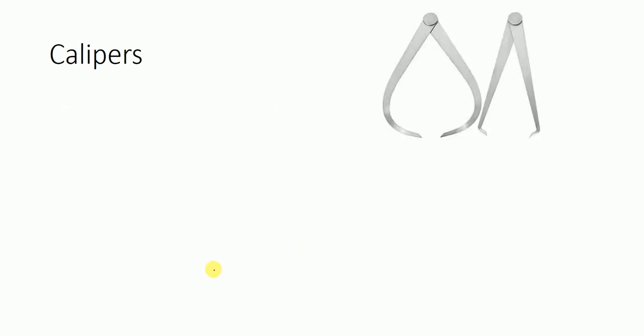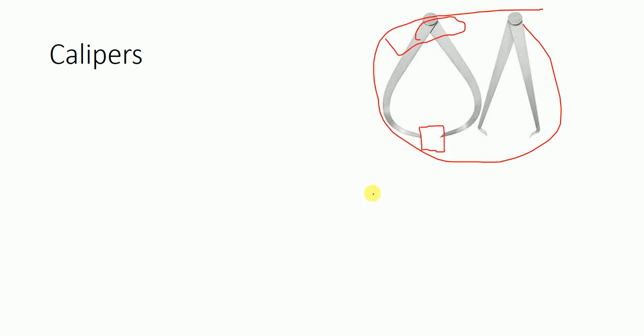The second non-precision type of linear measuring instrument is the caliper. So this is the picture of these calipers. These are the two types of calipers generally used. These calipers are used for the measurement of dimensions of circular objects. Generally they are used for the measurement of the diameter of the object.